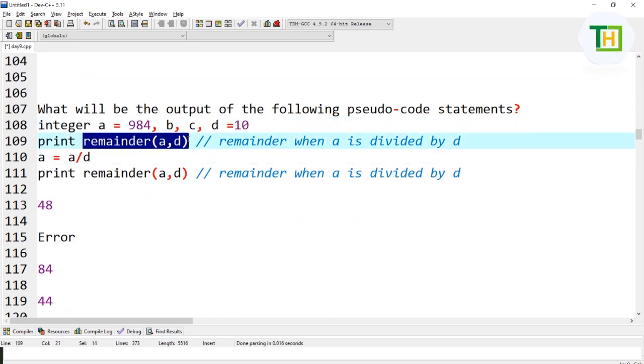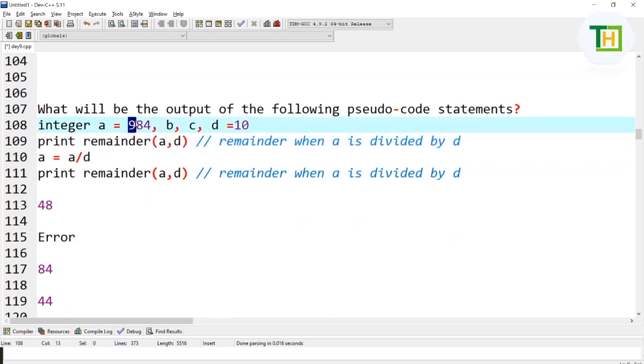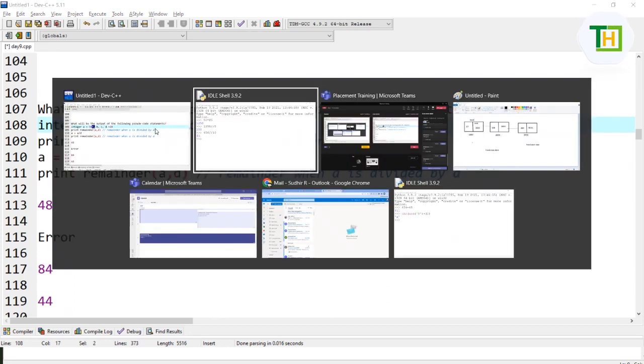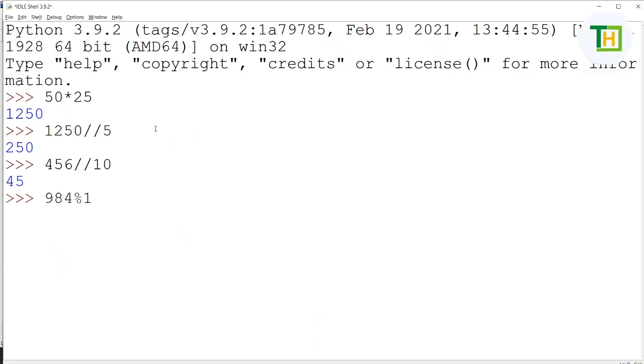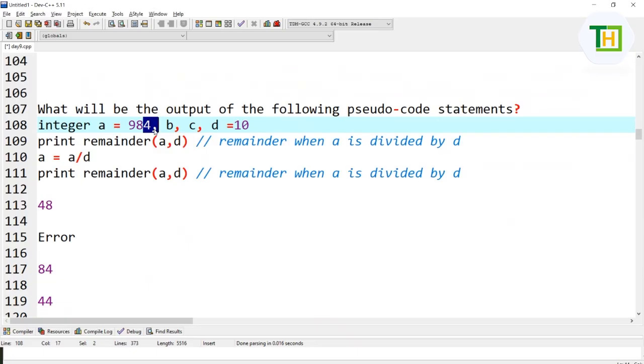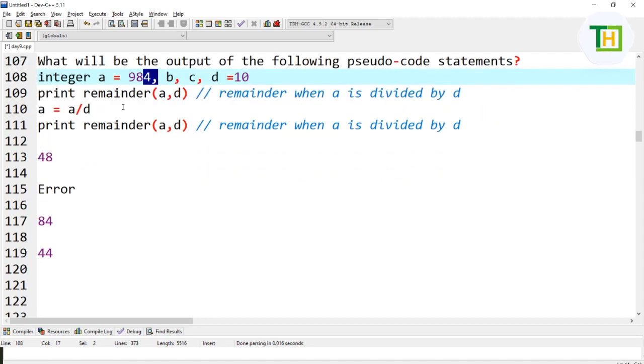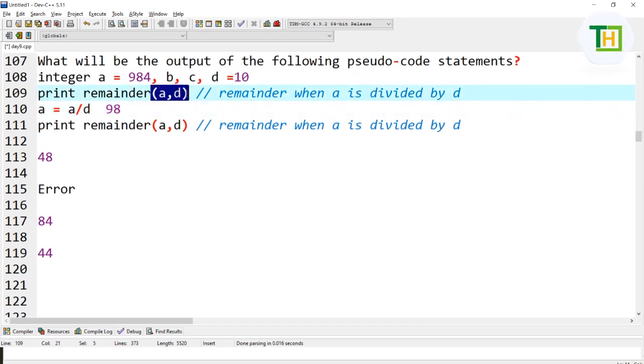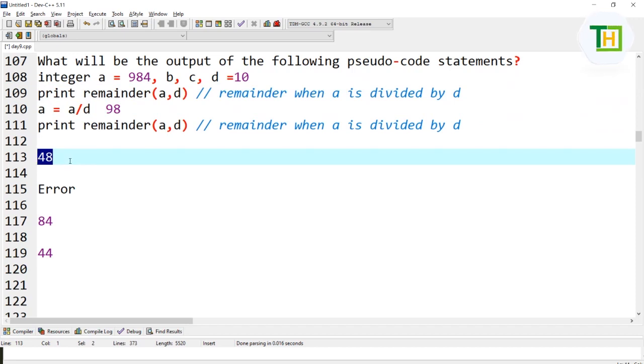We have to imagine that there is a remainder function, 484 by 10. What is the remainder here? The remainder is going to be 4. 484 mod 10, the remainder is going to be 4 here. And then A is equal to A by D. That means A becomes 98 now. 98 mod 10 is going to be 8. The first expression, the answer is 4. And in the next expression, the answer is 8. So 4 and 8 is the answer.